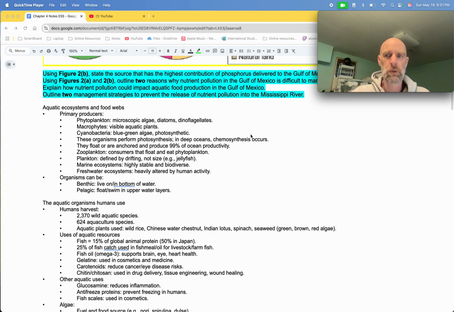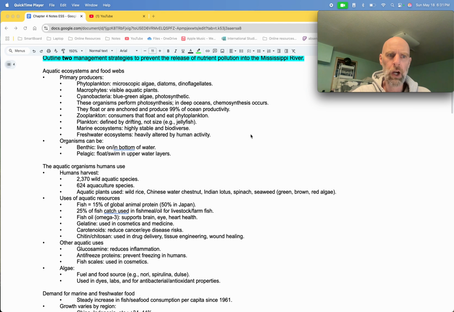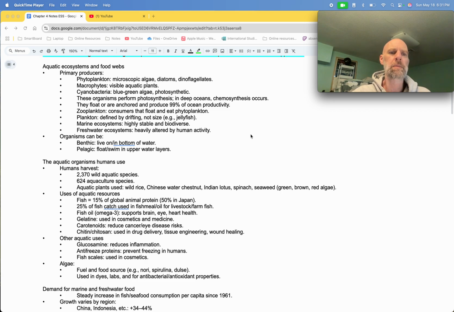Let's get down to the notes here. Aquatic ecosystems and food webs. Primary producers. So what grows in the ocean is phytoplankton. Super important. They're the baseline. They're microscopic algae, diatoms, dinoflagellates. Then you have macrophytes, visible aquatic plants. And you've got cyanobacteria, blue-green algae, photosynthetic. But the real one you're concentrating on is the phytoplankton.